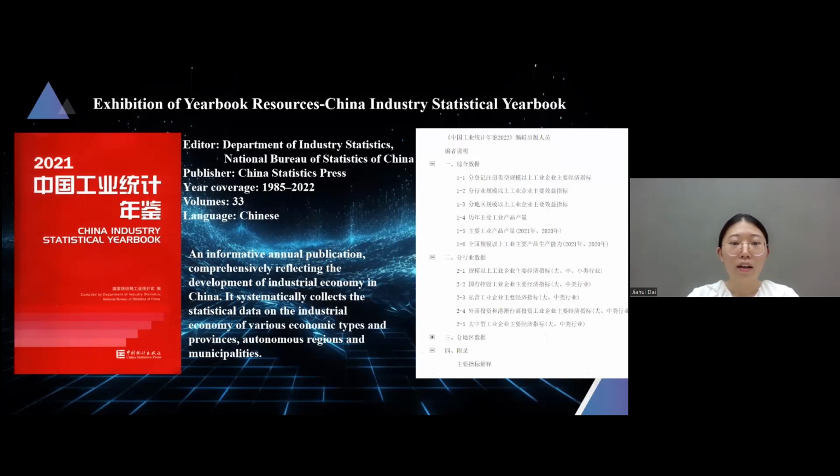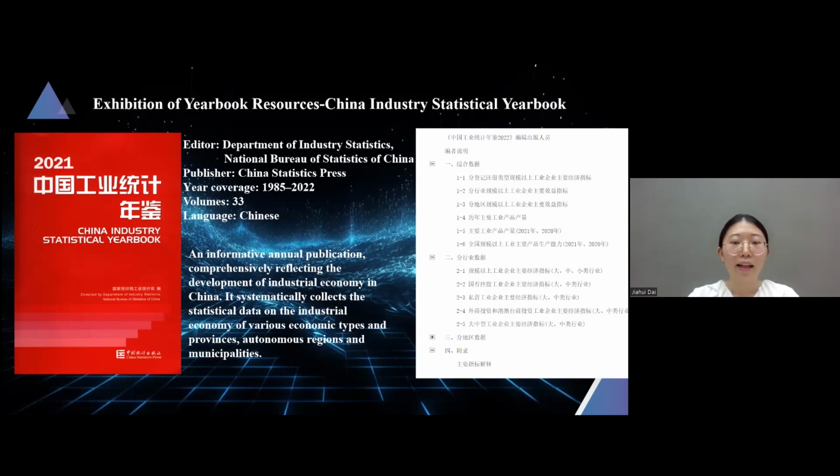Then, scholars who are interested in the development of China's industrial economy can refer to the China Industry Statistical Yearbook. It's an informative annual publication that comprehensively reflects the economic development of China. At present, it contains 33 volumes, dating back to 1985 at the earliest.